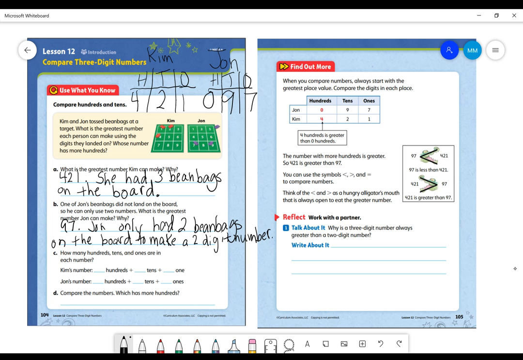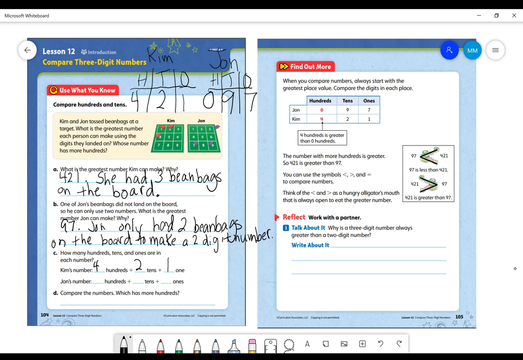All right, letter C. It says how many hundreds and tens are in each number? In Kim's number, how many hundreds did she have? She had 4 hundreds. We can look at our hundreds, tens, and ones chart too. How many tens? 4 hundreds plus 2 tens. Great job, Smarties. And how many ones? 1.